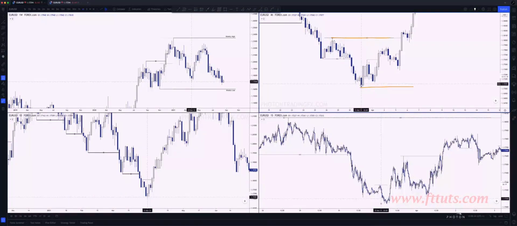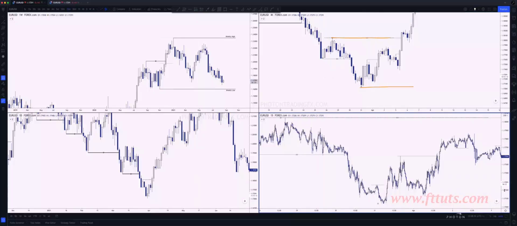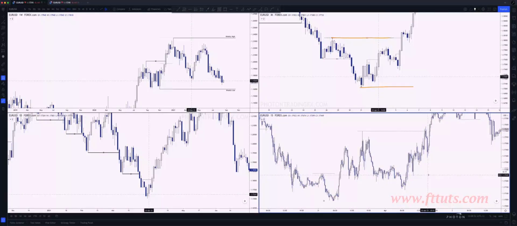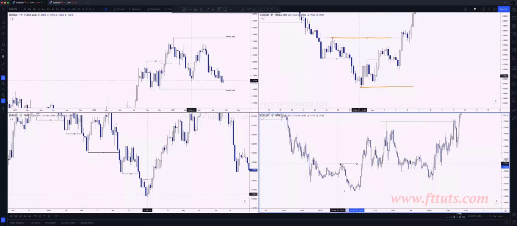But when we were anticipating that 4-hour pullback kicking in and we got that 4-hour change of character, what do you think that 4-hour change of character was on the 15-minute chart? Well, this is the 15-minute chart down here. And if we zoom in, right, you can see this dotted line here. I'm just going to tidy it up a little bit. That's where the 4-hour change of character was.